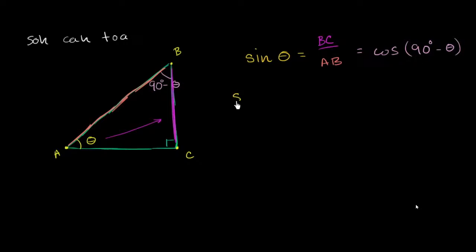So one way to think about it, we could just pick any arbitrary angle. Let's say the sine of 60 degrees is going to be equal to the cosine of what? And I encourage you to pause the video and think about it. What's going to be the cosine of 90 minus 60? It's going to be the cosine of 30 degrees. 30 plus 60 is 90. And of course, you could go the other way around.